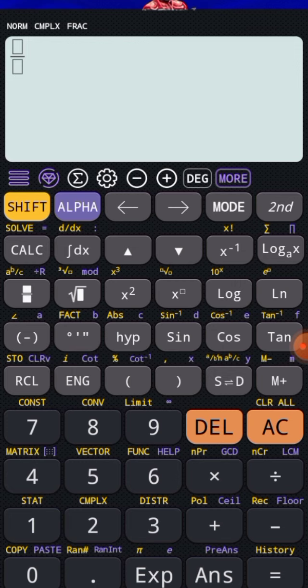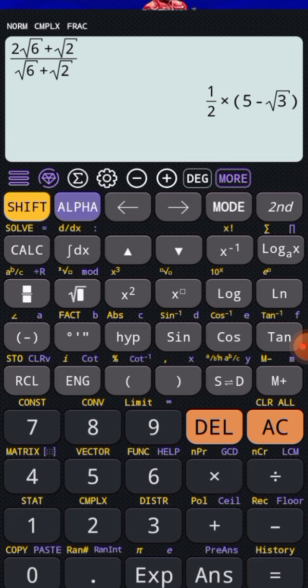2 root 6 plus root 2, then divided by root 6 plus root 2. Something like this: 2 root 6 plus root 2. Before you press plus, ensure you press the forward part of your replay button to move the cursor out of the root. Plus root 2, then divided by root 6, then plus root 2.